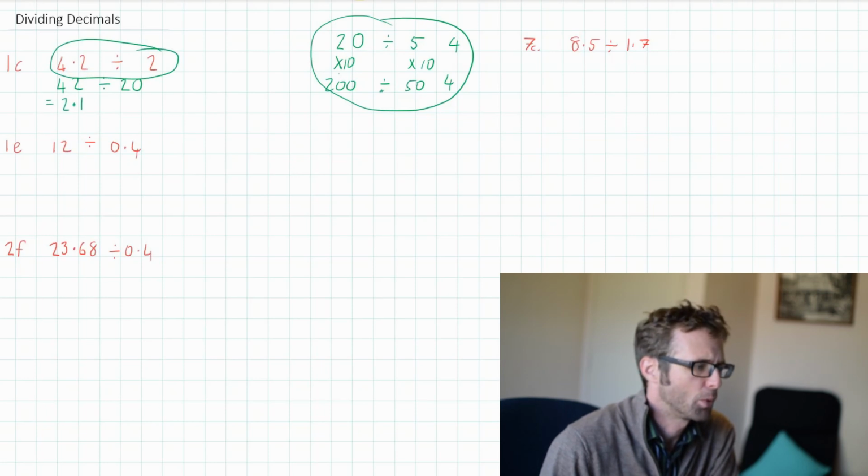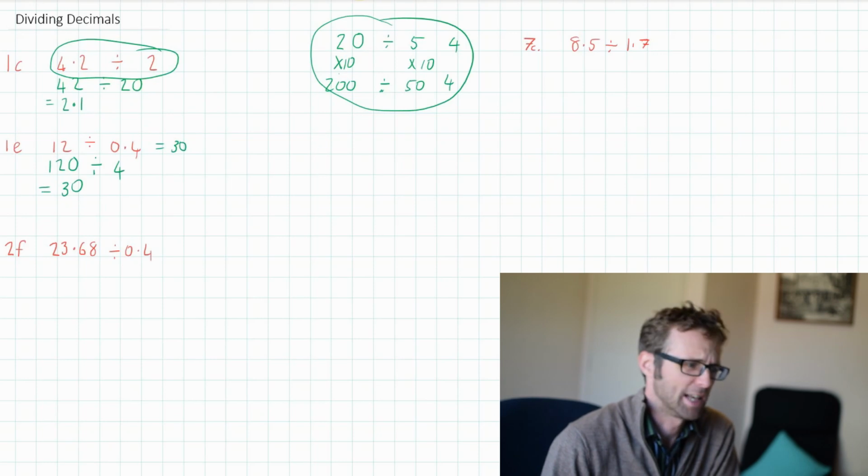12 divided by 0.4. I'm going to multiply both by 10. So it'll become 120 divided by 4. And I know that that is 30. And therefore 12 divided by 0.4 is 30.